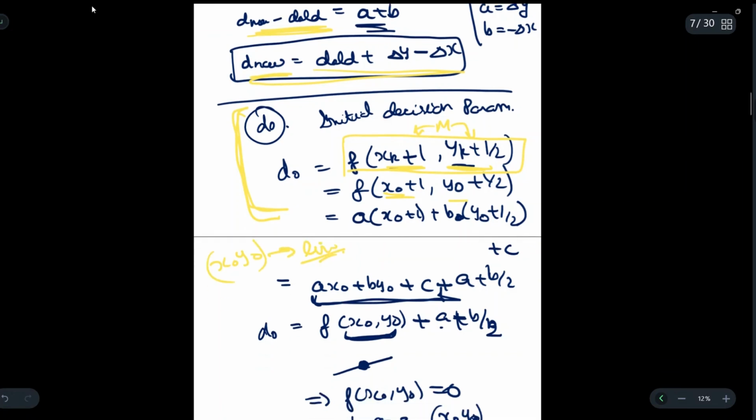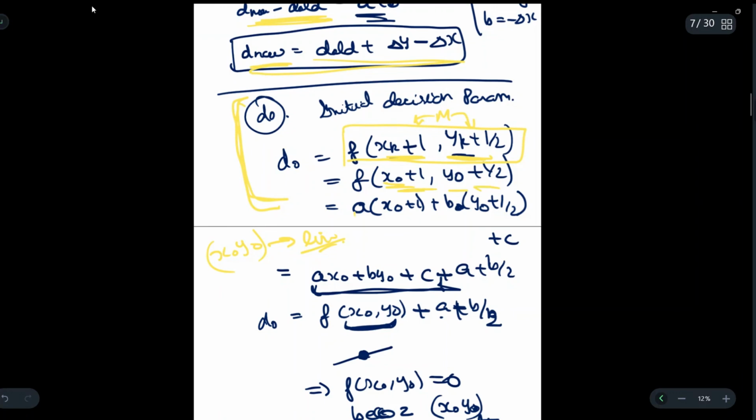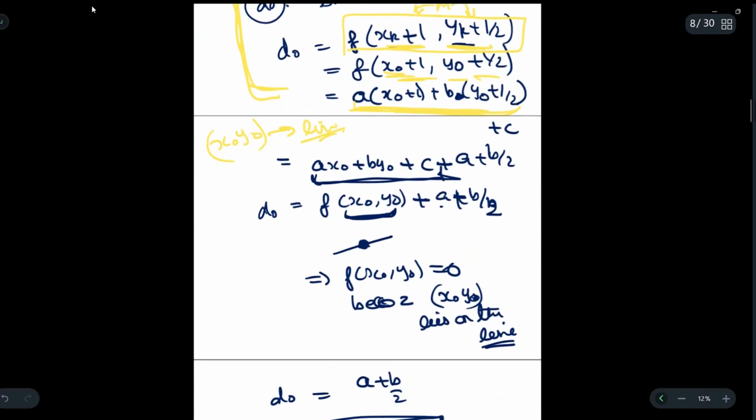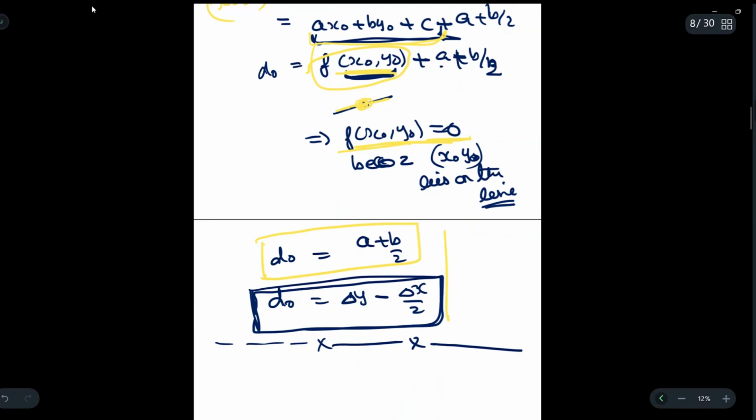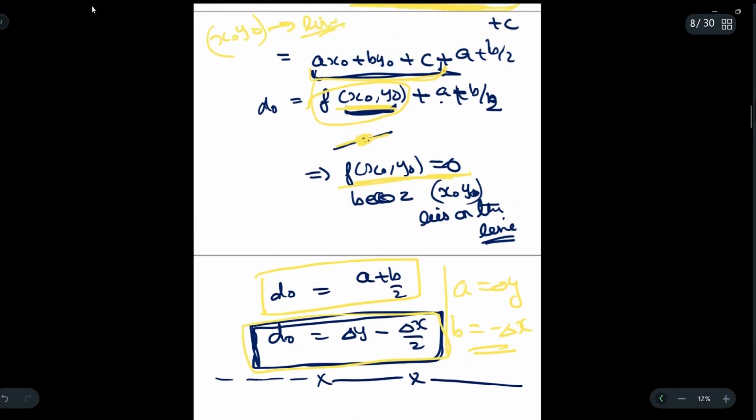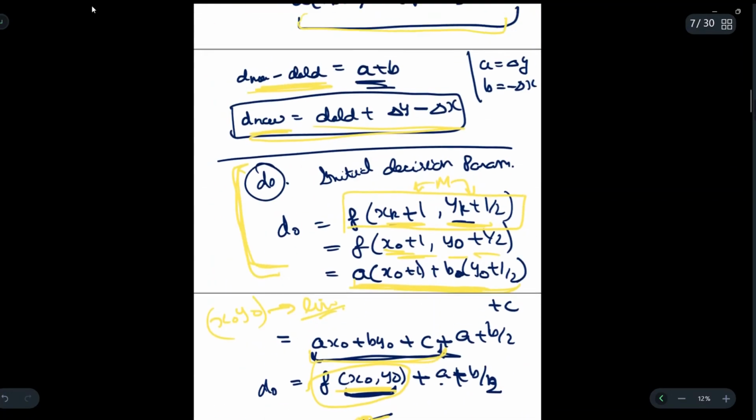Now we took these points and substituted them in the equation of f(x, y) that we had found earlier. In doing so, we find that this equation can be written like this, and we know that if a point x naught comma y naught lies on a line, then that function will be equal to 0. So we simply substituted f(x naught, y naught) as 0, and we wrote d naught to be a plus b by 2. Then we substituted the values of a as del y and b as minus del x in order to get our initial decision parameter.